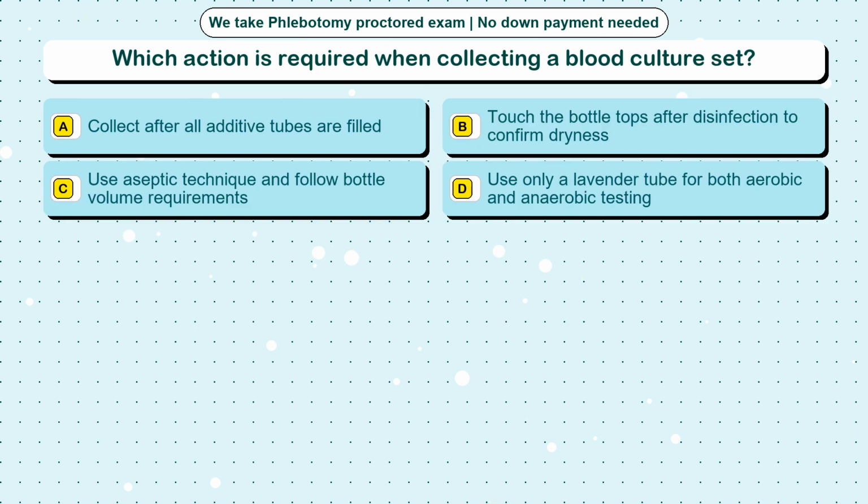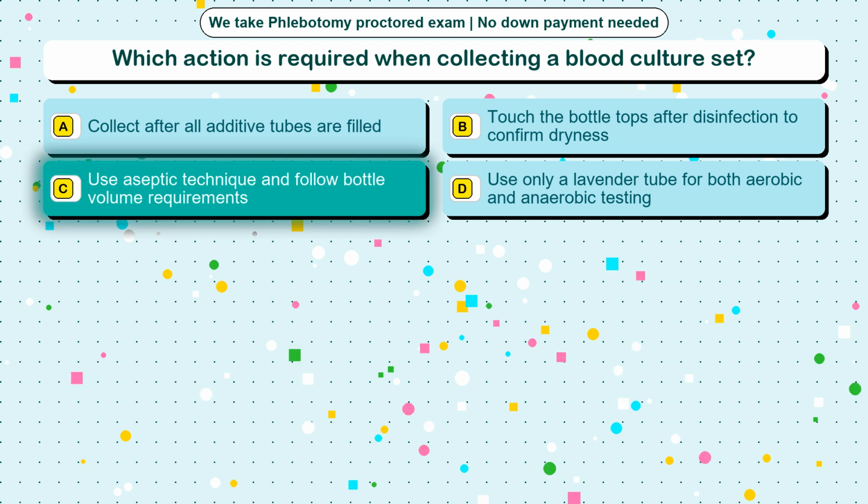Question 12. Which action is required when collecting a blood culture set? Option A. Collect after all additive tubes are filled. Option B. Touch the bottle tops after disinfection to confirm dryness. Option C. Use aseptic technique and follow bottle volume requirements. Option D. Use only a lavender tube for both aerobic and anaerobic testing. The correct answer is option C.